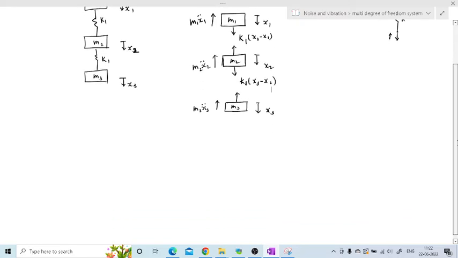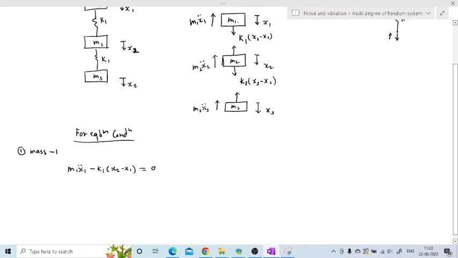Now for the equilibrium condition, I am going to write the differential equation of motion. So consider the first mass. Here I'll consider mass 1, and for mass 1 I'm going to write the differential equation. Just see this one. I'm going to consider the upward, that is the inertia force, positive. So m1 x1 double dot, then this force, minus k1 times (x2 minus x1), will be equal to 0.